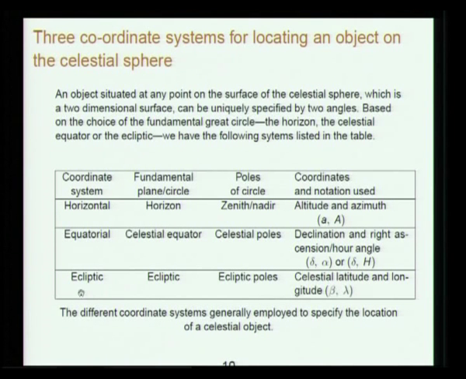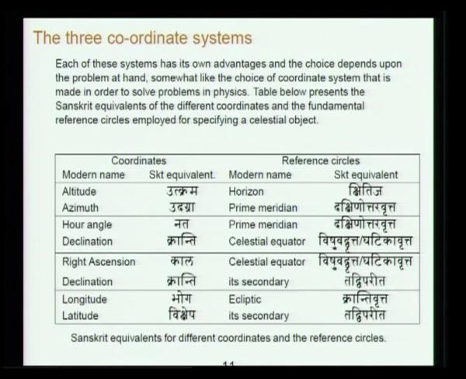Similarly, for the motion of planets and the moon, it is more convenient to use what is known as the ecliptic coordinate system, where the fundamental plane is the ecliptic, the poles are the ecliptic poles, and the coordinates are celestial latitude and longitude. So, essentially the same idea, but used in different ways for the motion of celestial objects.